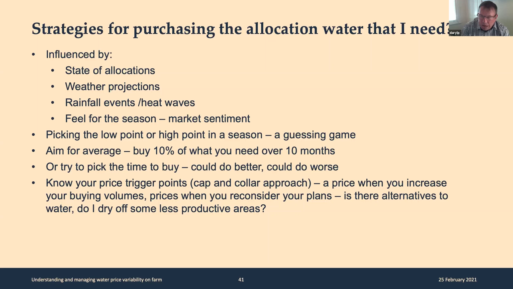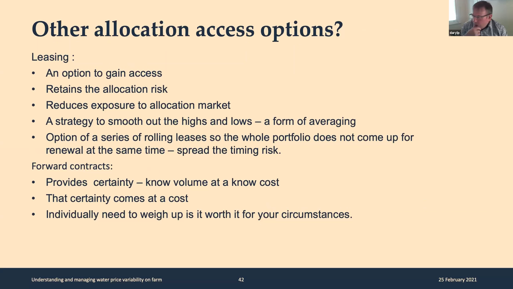We might change what we plan because of that. Dry off some less productive areas or look for alternatives. Yes, there's other options out there. Leasing, for example, it's a tool that's available. It still retains an allocation risk, but does reduce your exposure to the allocation market. But it's really just a strategy to smooth some of the highs and lows. It's a form of averaging.